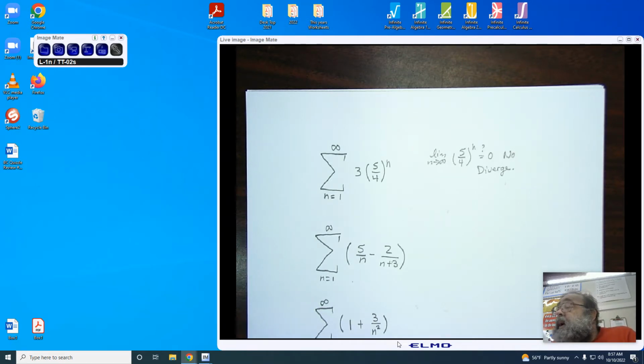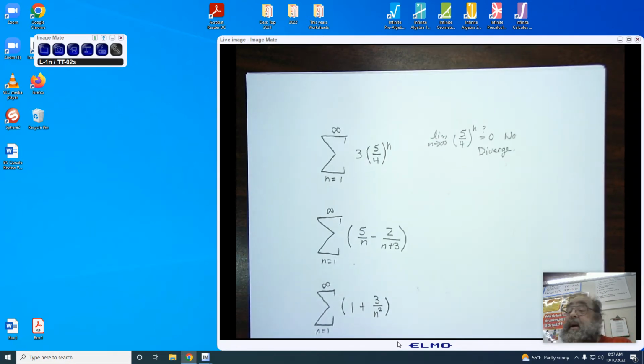Some people might have wanted to look at that and say, hey, it's a geometric series where the common ratio is greater than 1, so it must diverge. Although that's true, we never actually get to that step. We go to number 2.